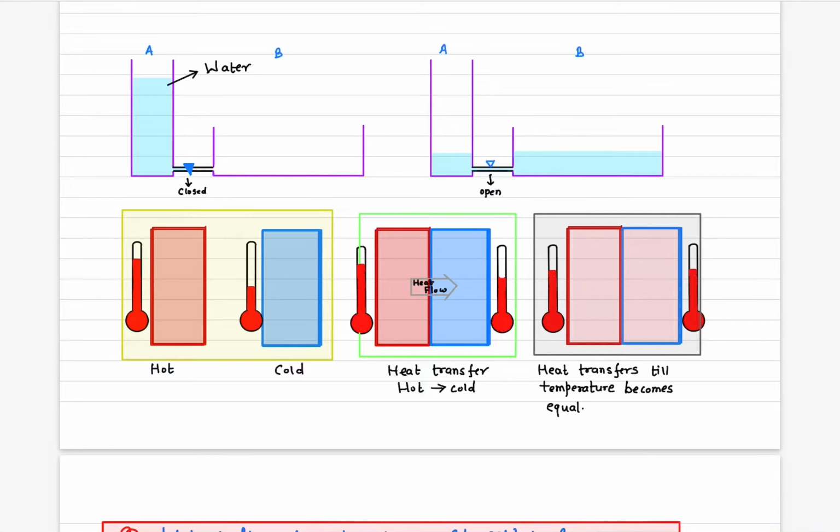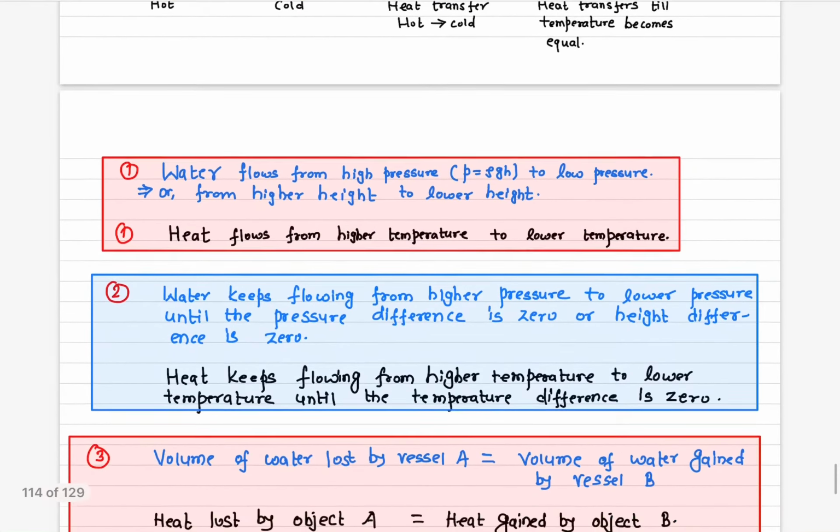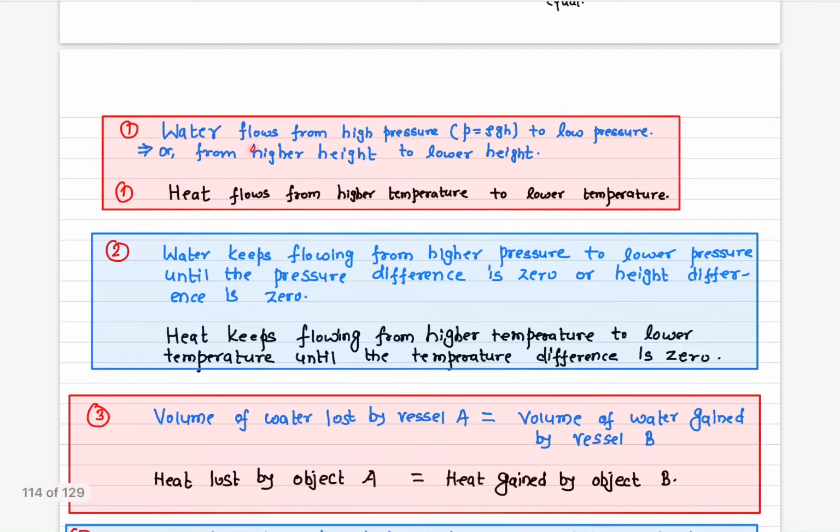The water flows from higher pressure, or you can call it from a higher height, to a lower height, and it will continue to flow till there is no height difference, and heat will continue to flow until there is no temperature difference. So here are some points I have written down. Water flows from higher pressure to low pressure, or from higher height to lower height, and heat flows from higher temperature to lower temperature.